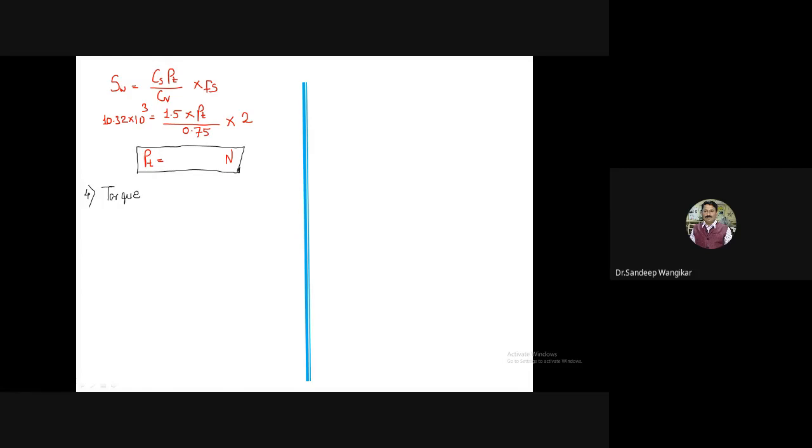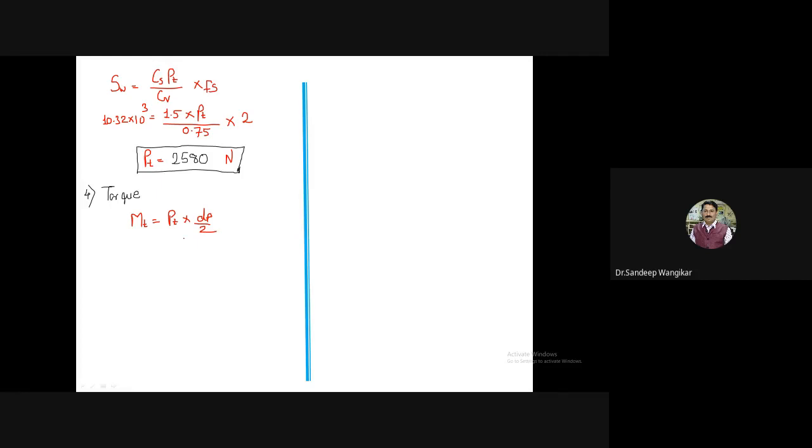2579. Okay. Any other? 2580. Okay, 2580. So I will go with this majority and say 2580 Newton. Now the further two steps are very easy. Torque transmitted. I have the formula for torque: MT is equal to PT into dP by 2.